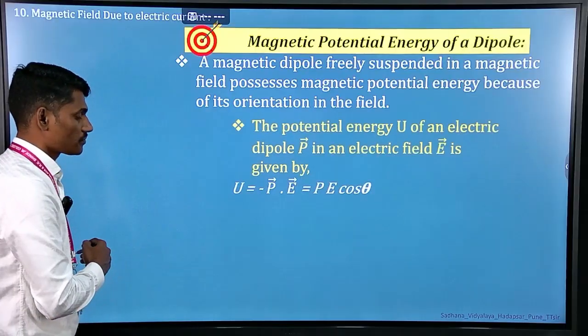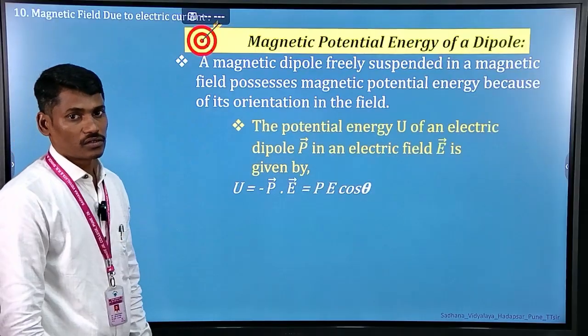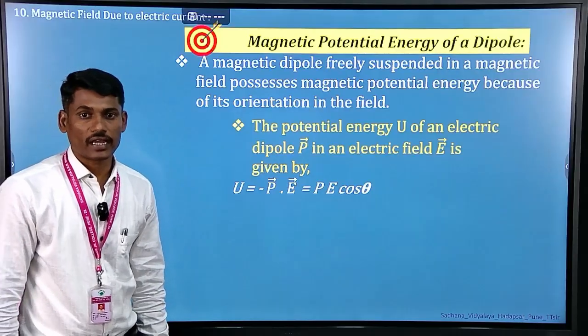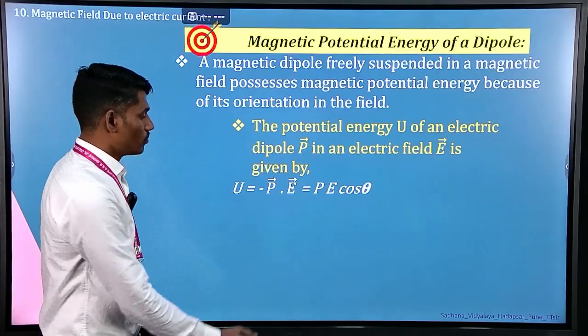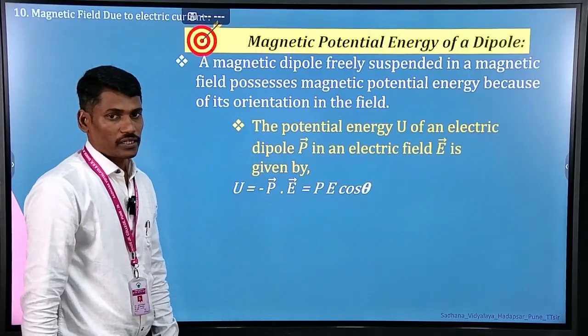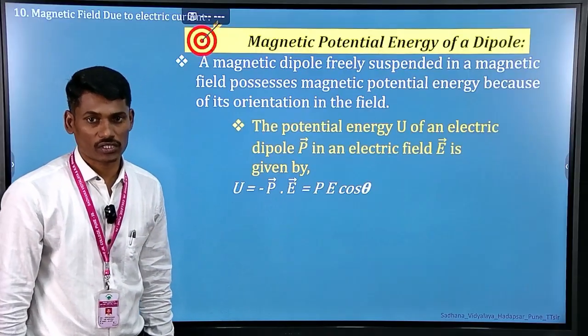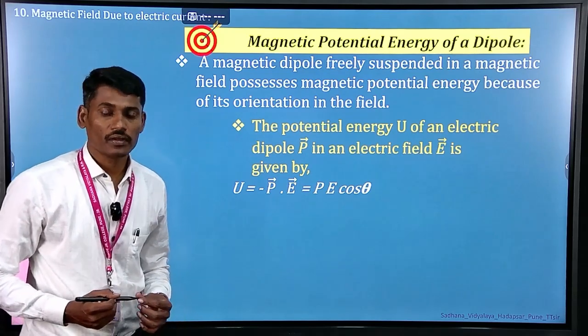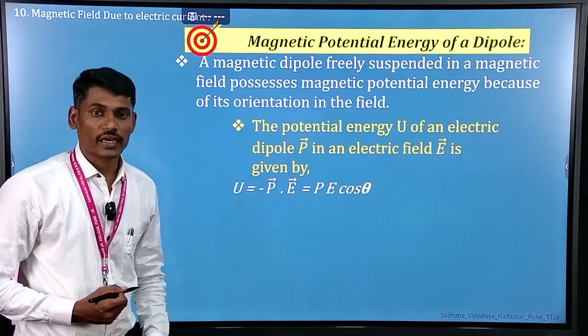Here we know that the electric potential energy of the electric dipole is u equal to minus p dot e, that means its value is minus pe cos theta. What is theta here? Theta is the angle between the direction of the electric dipole and the direction of the electric field intensity.